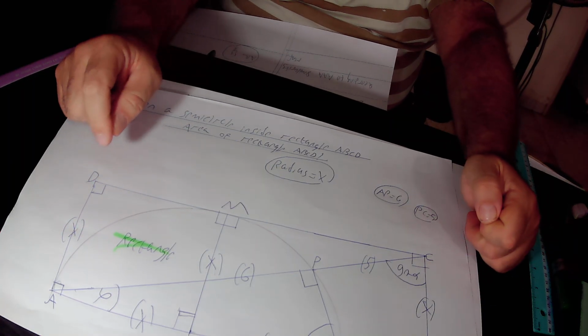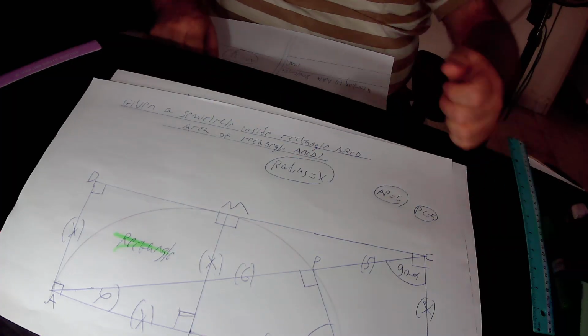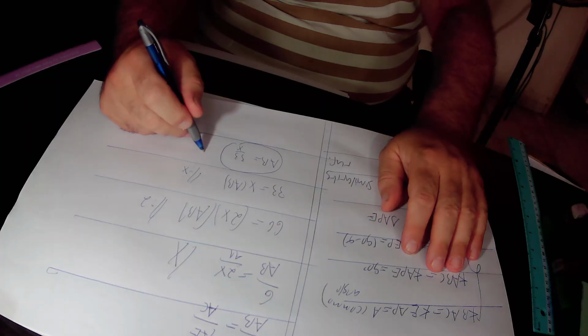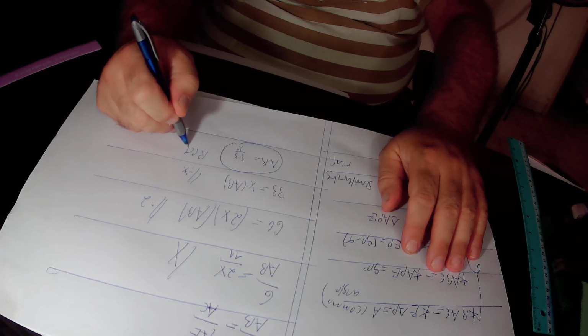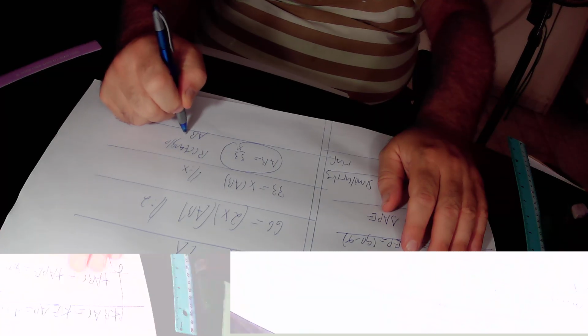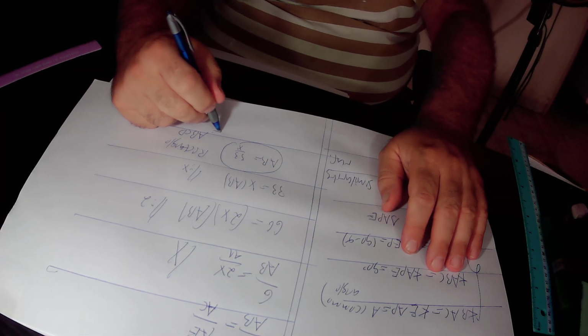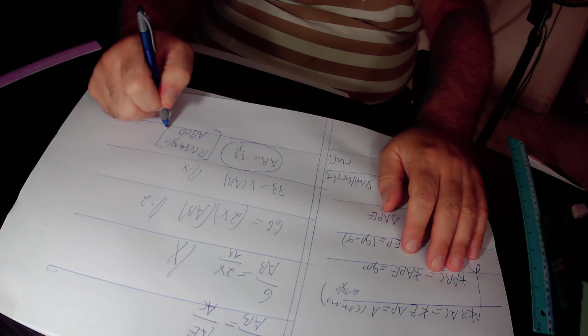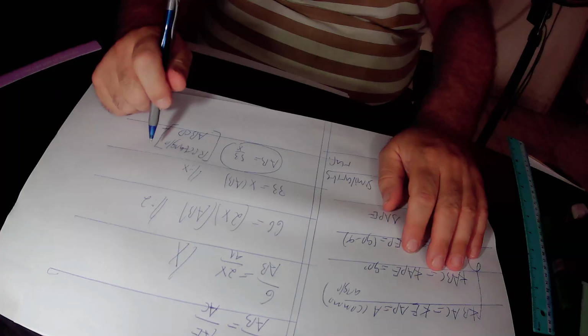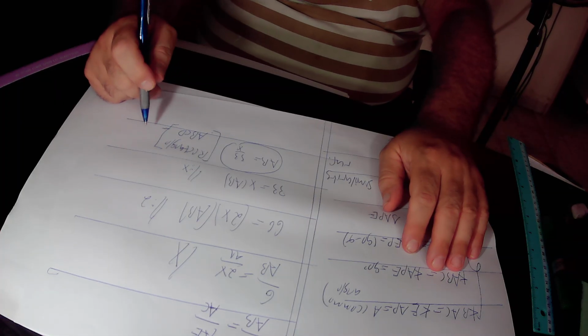Our mission is to find out the area of this rectangle ABCD. So what is the area of rectangle ABCD? Actually, we know that the area of a rectangle equals the length of the rectangle times the width.